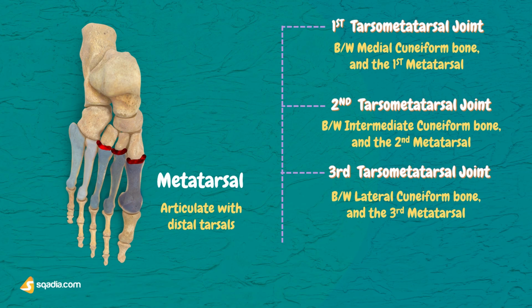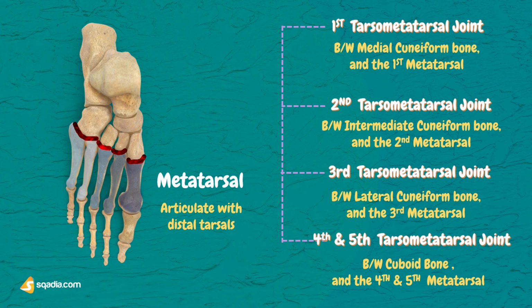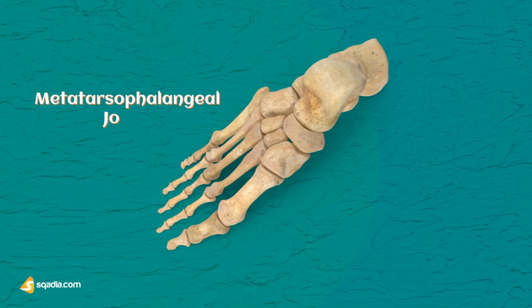The fourth and the fifth tarsometatarsal joint is in between the cuboid bone and the fourth and fifth metatarsal bones. Just as these metatarsal bones form joints with the tarsal bones proximally, they also form articulations with the bones distally, called the metatarsophalangeal joint. The metatarsophalangeal joint is formed by the connection of the metatarsal bones and phalanges.